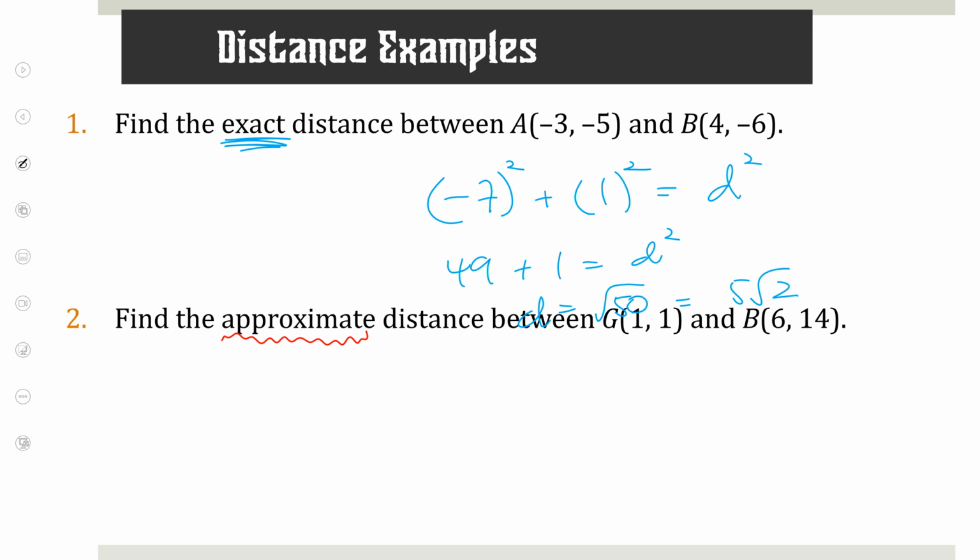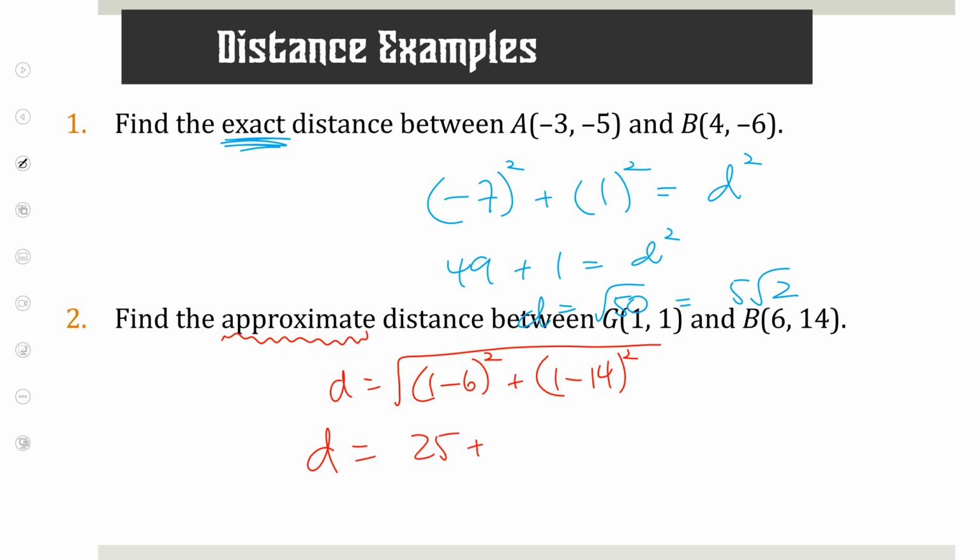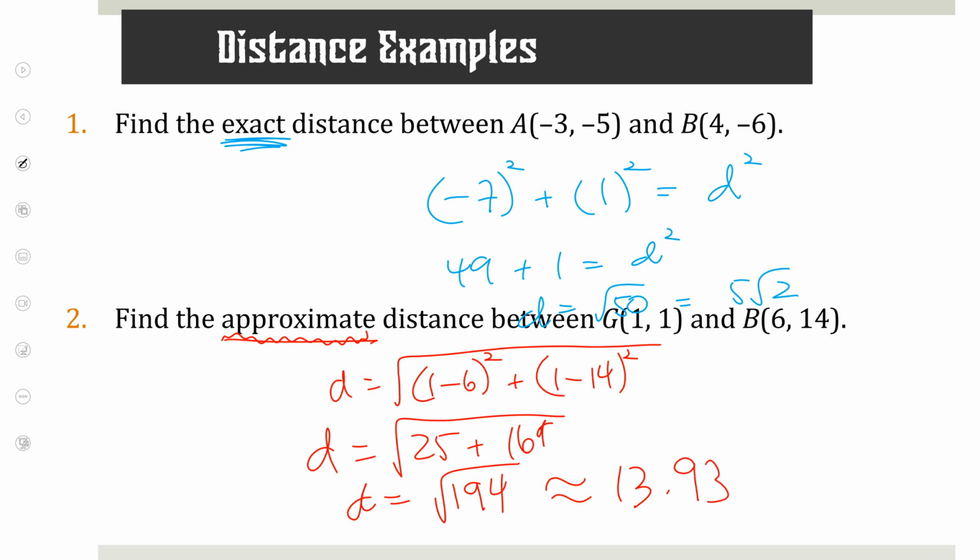Beautiful. Okay, so I'll do this one as the formula. Distance is equal to the square root of 1 minus 6 quantity squared plus 1 minus 14 quantity squared. 1 minus 6 is negative 5 squared is 25. 1 minus 14 is negative 13 squared is 169. 194. Square root of 194, but again, since the problem says approximate, we're going to do the approximate answer of 13.93. Thank you very much.